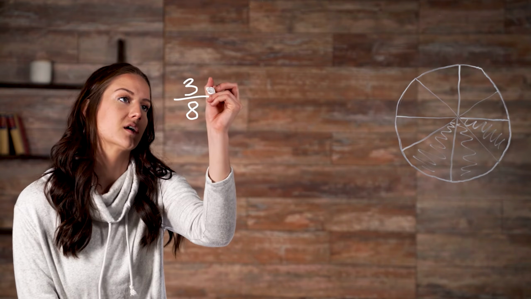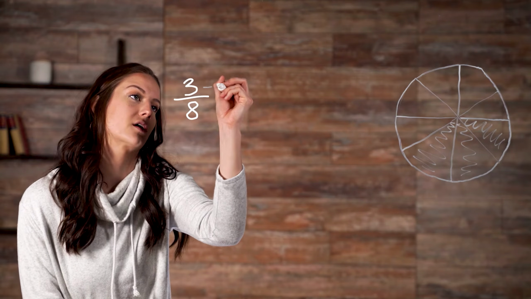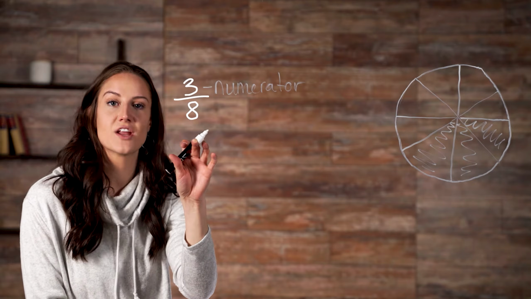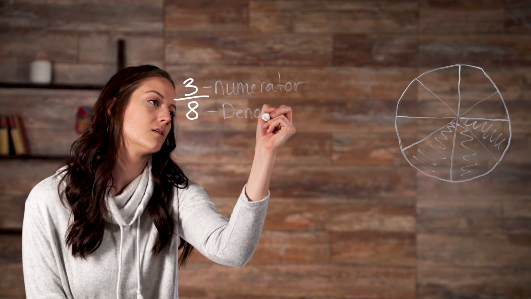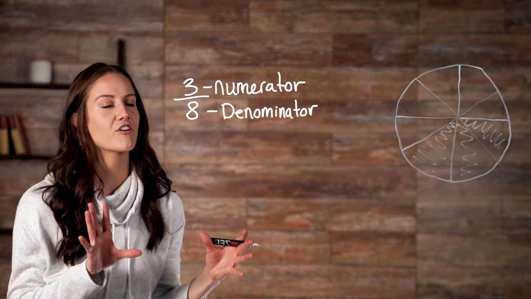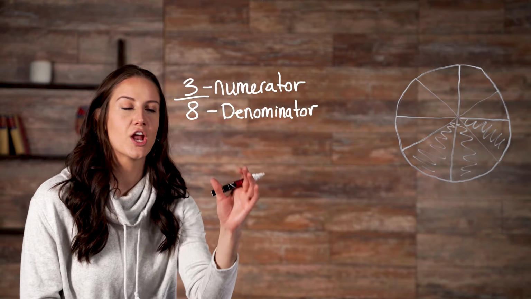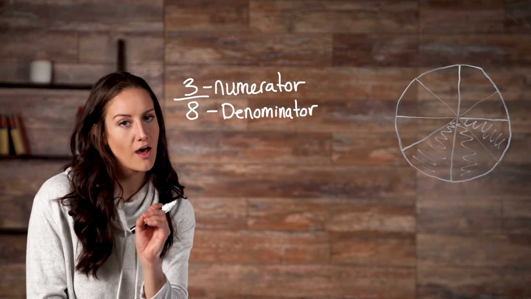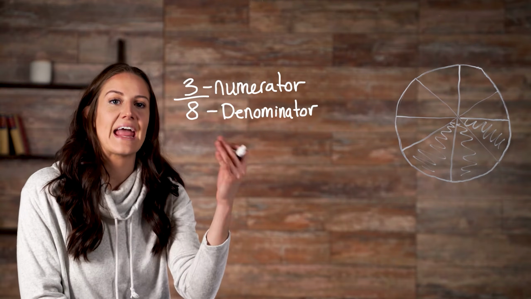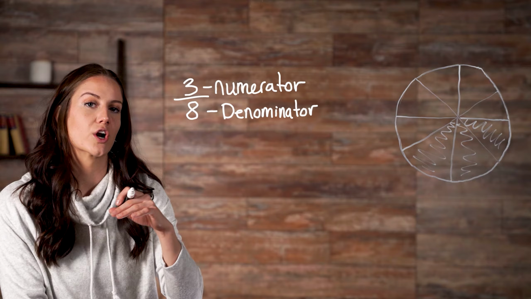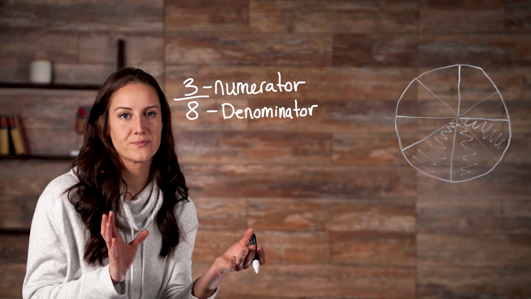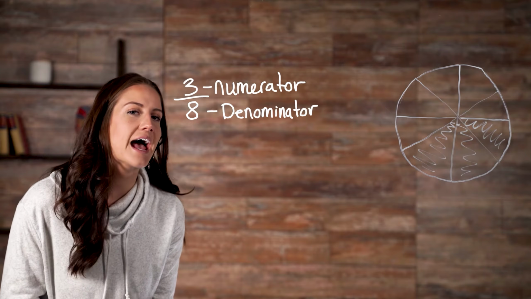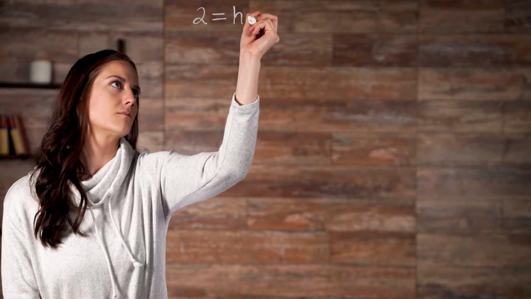The top number is called the numerator. And our bottom number is called the denominator. When saying fractions out loud, the denominator will usually be spoken as the ordinal version of the number. You would say 1/8 instead of 1 over 8, or 1/3 instead of 1 over 3. Let's take a look at a list of our denominators and see how we would say them.